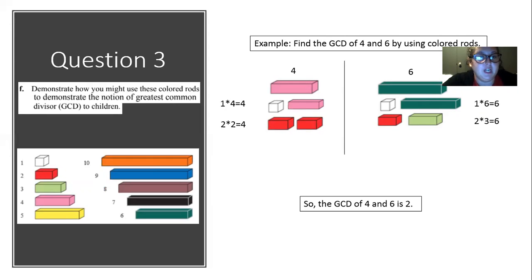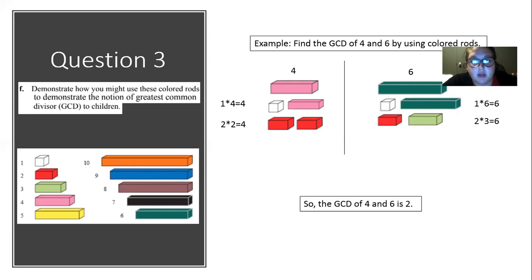Part F, demonstrate how you might use these colored rods to demonstrate the notion of greatest common divisor to children. So I'm going to just use a smaller number than we did before. So we're going to start with 4. You're going to do 1 times 4 is 4. And then 2 times 2 is also 4. That's it for our 4 category. And out of the 6, we're going to do 1 times 6 is 6. And 2 times 3 is 6.